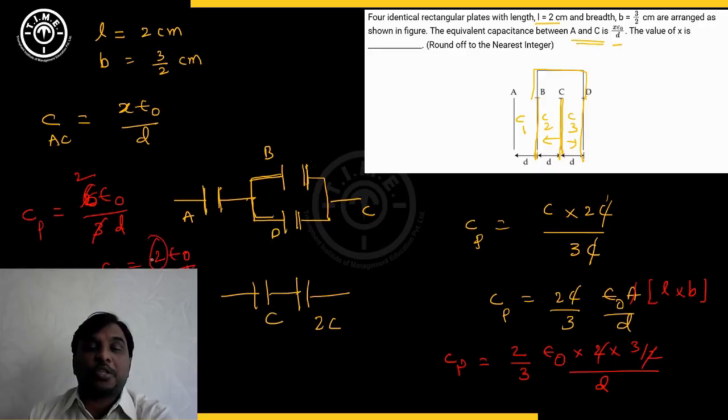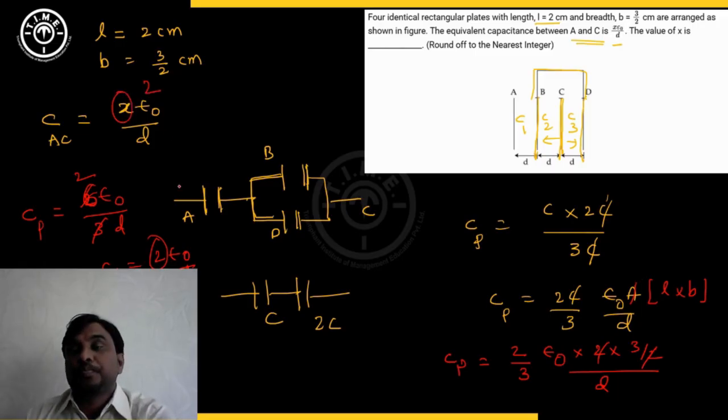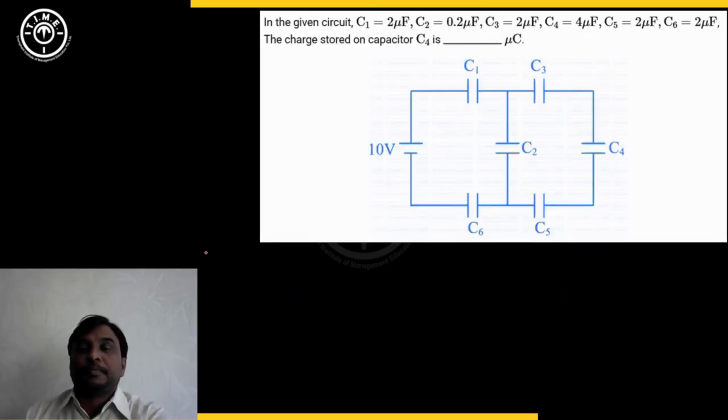So x value is how much? 2. He asked x. So x value is 2. So this is also one of the important types, because only plates are given. With 4 plates we can make 3 capacitors. With n plates we can make n minus 1 capacitors. Like we have 4 plates, that's why 3 capacitors. Got it? Now moving to the next question.